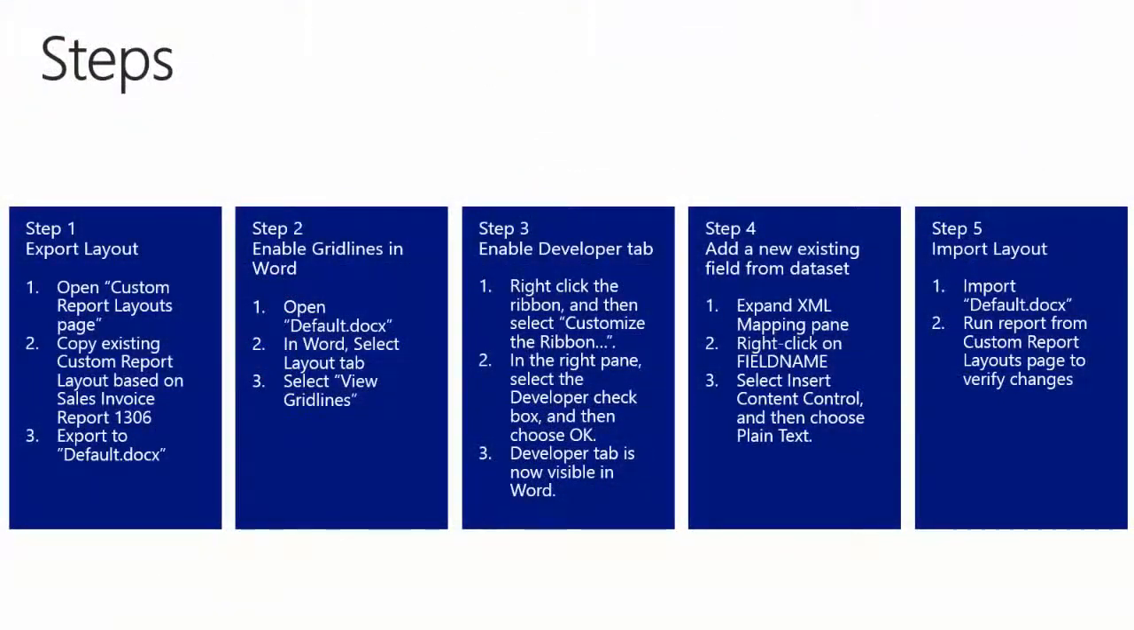So we are now at step number 5, the import layout. We have added a new existing field from the dataset in Word, using the XML mapping pane. We now want to import the layout into NAV 2009, and we want to print the report and see how it looks.